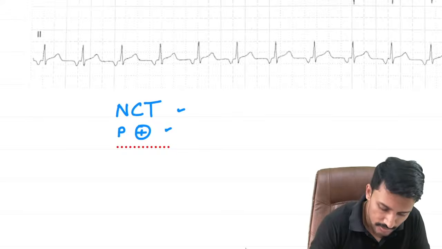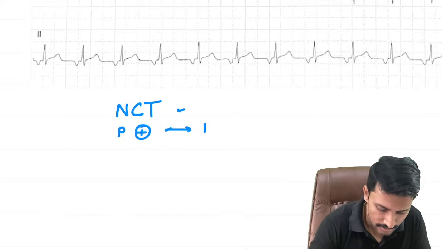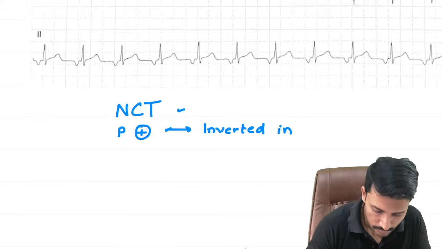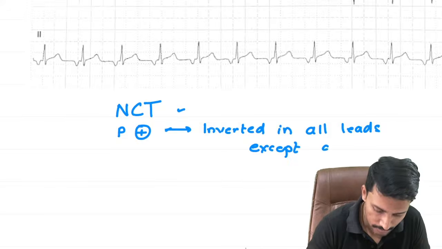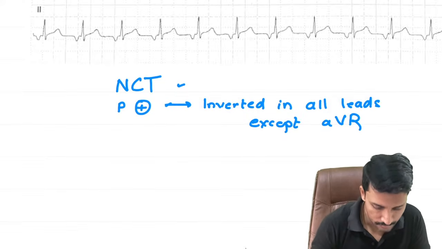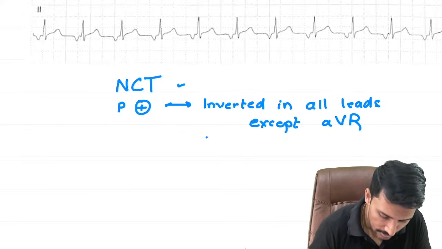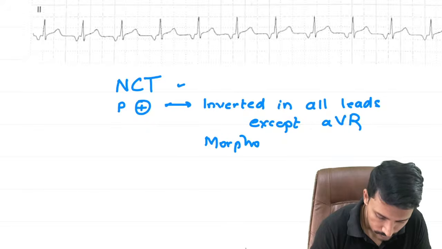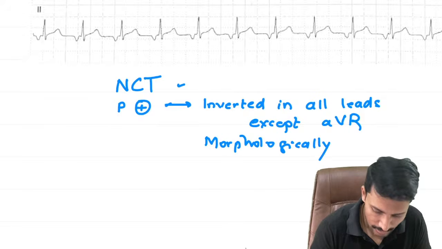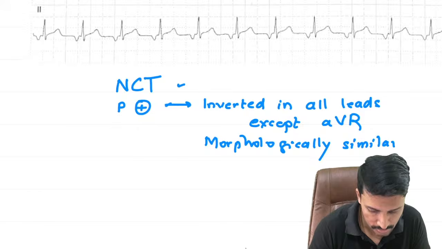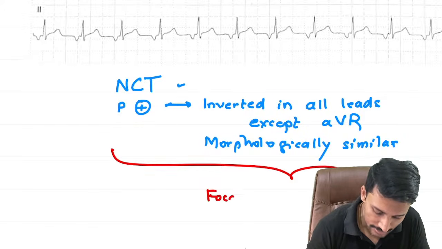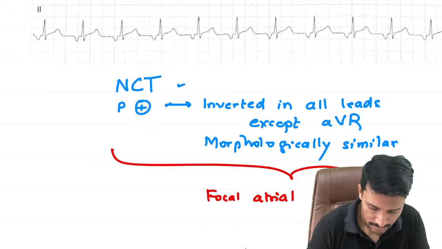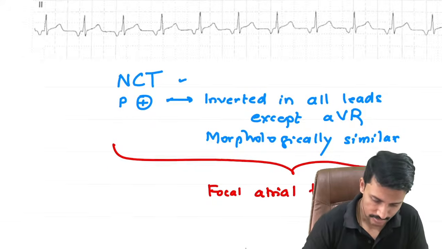So here P waves are present, but they are not morphologically normal, right? They are inverted in all leads except, of course, AVR, which will have a different polarity, and they are morphologically similar. They are not different looking. So keeping those points in mind, we will make the diagnosis of focal atrial tachycardia. Just to give you an example, right?